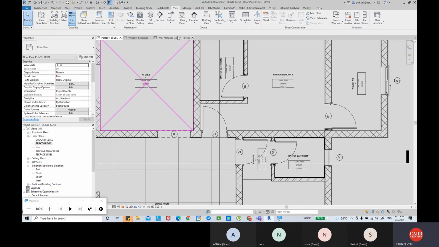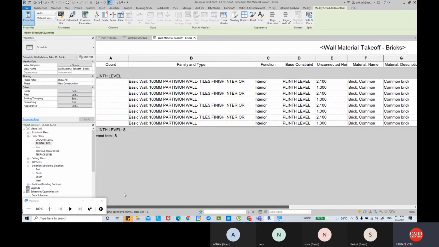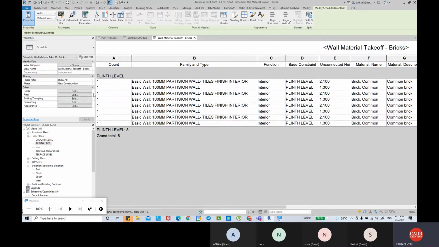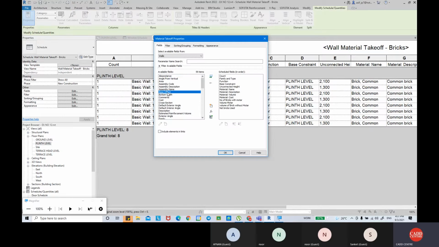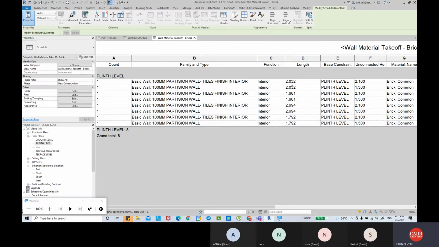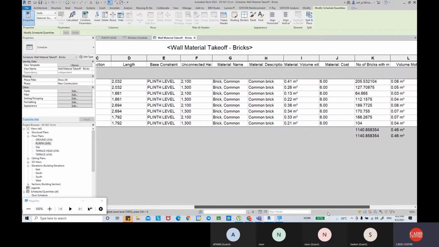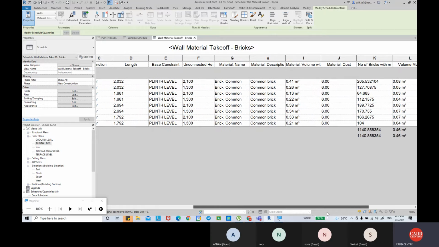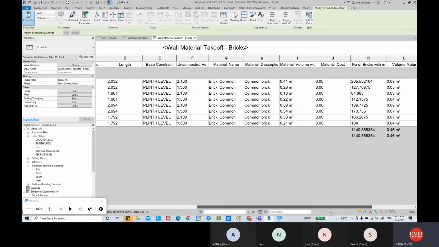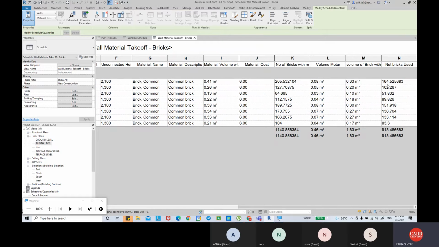Okay. Now that wall ka length kitna hai, we have not taken out that field, so we can also come into the field edits and add length of wall also. We put the length of wall above the unconnected height. That's the length of that specified wall basically. Okay. So for 2032 millimeter of wall and a height of 2100 of wall, we required 164 bricks without MOTAR basically.